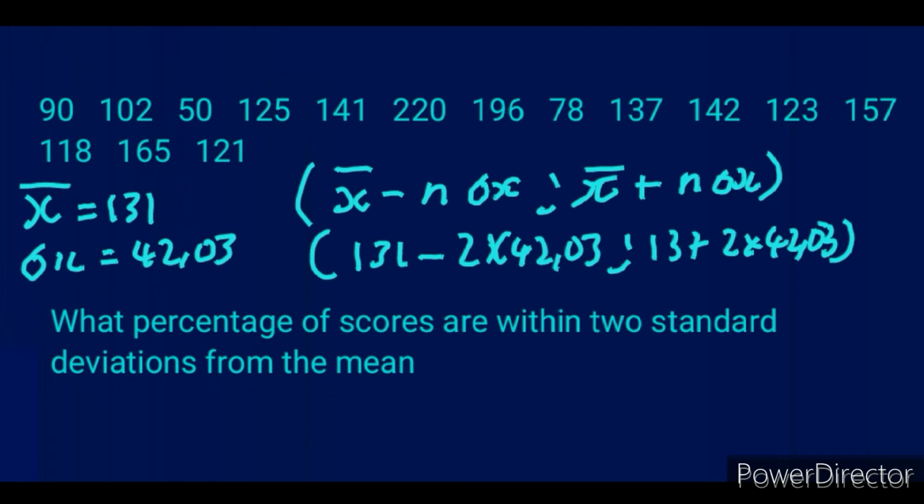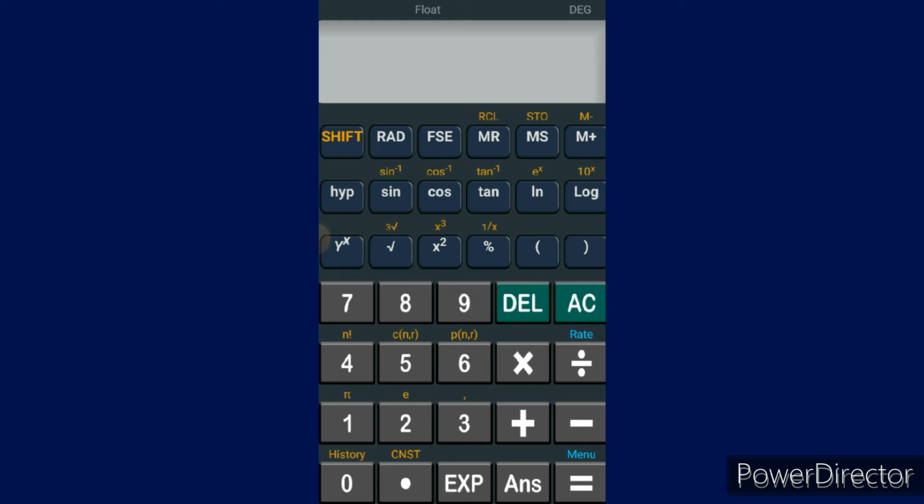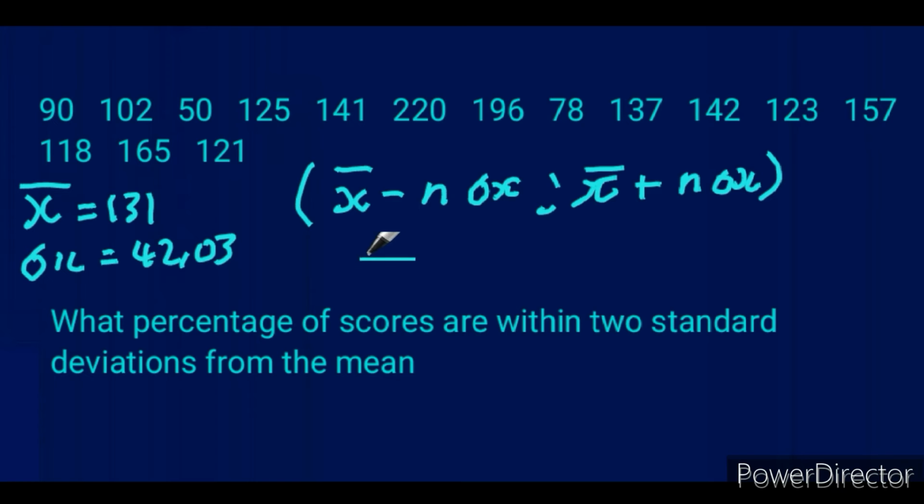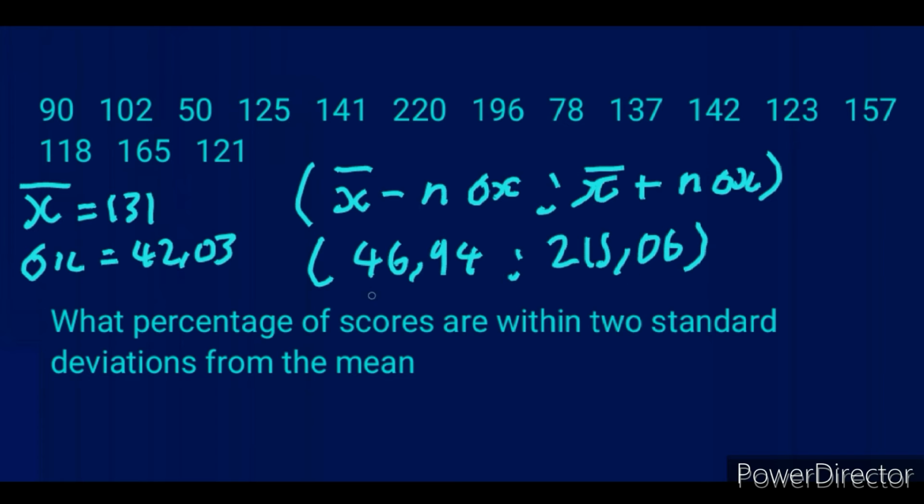Let's just figure out what is our answer. Alright, so if we type this in a calculator, we're going to have 131 minus 2 times 42.03. So this is going to give us 46.94. Then the second one, we're going to have 131 plus 2 times 42.03, because it was 2 standard deviations. So that's going to give us 215.06. So for the first part, we have 46.94, and for the second part, we've got 215.06. So this would be the range.